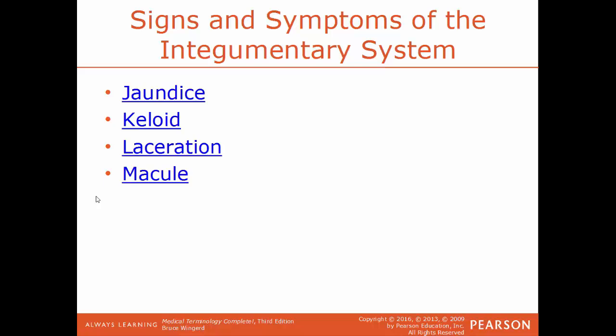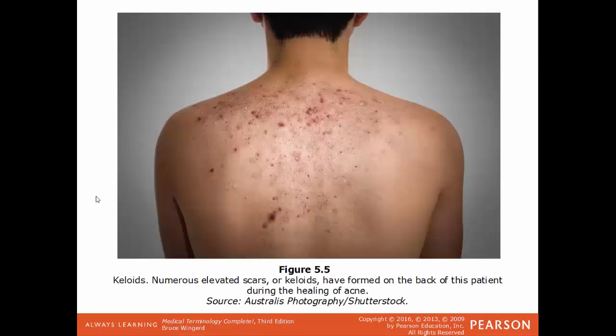We talked about this earlier on illustration of all the different skin conditions. And macule is just another word for a freckle, a discolored area of the skin. Right, here's an example of what keloids would look like. Numerous elevated scars, all because of the excess production of collagen after those injuries have healed.